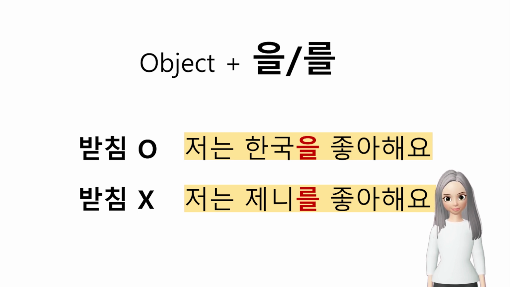For example, the sentence I like Korea. 저는 한국을 좋아해요. Because 한국 ends with a 받침. 국. On the other hand, the sentence I like Jenny. It goes 저는 제니를 좋아해요. Because 제니 doesn't end with a 받침. It ends with a vowel.